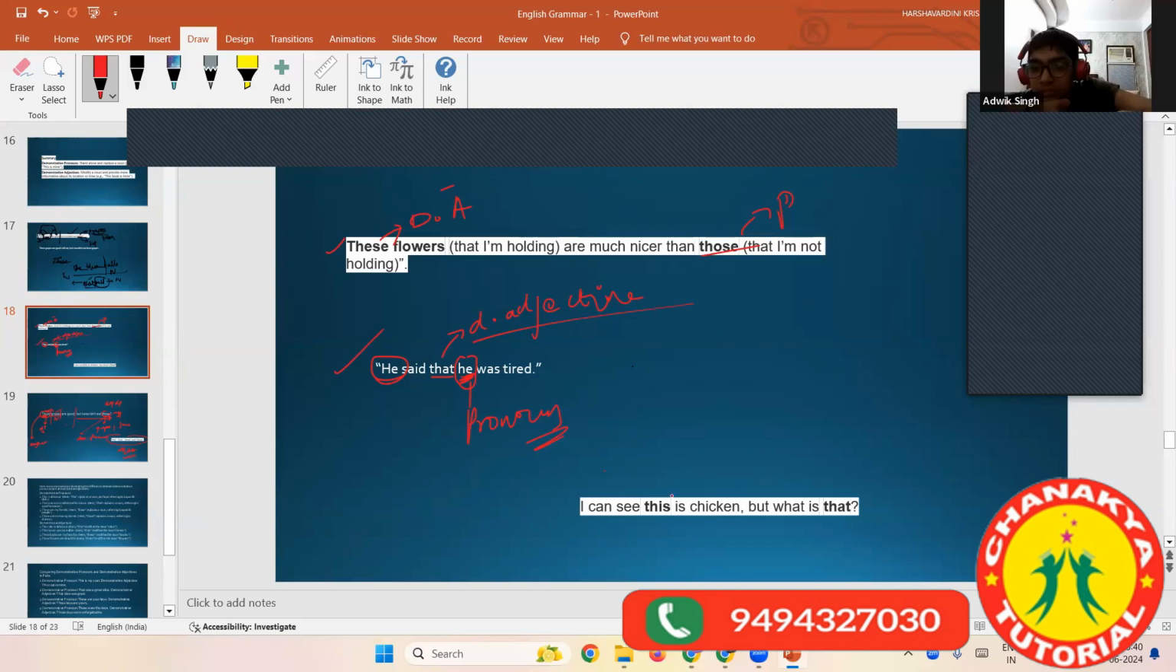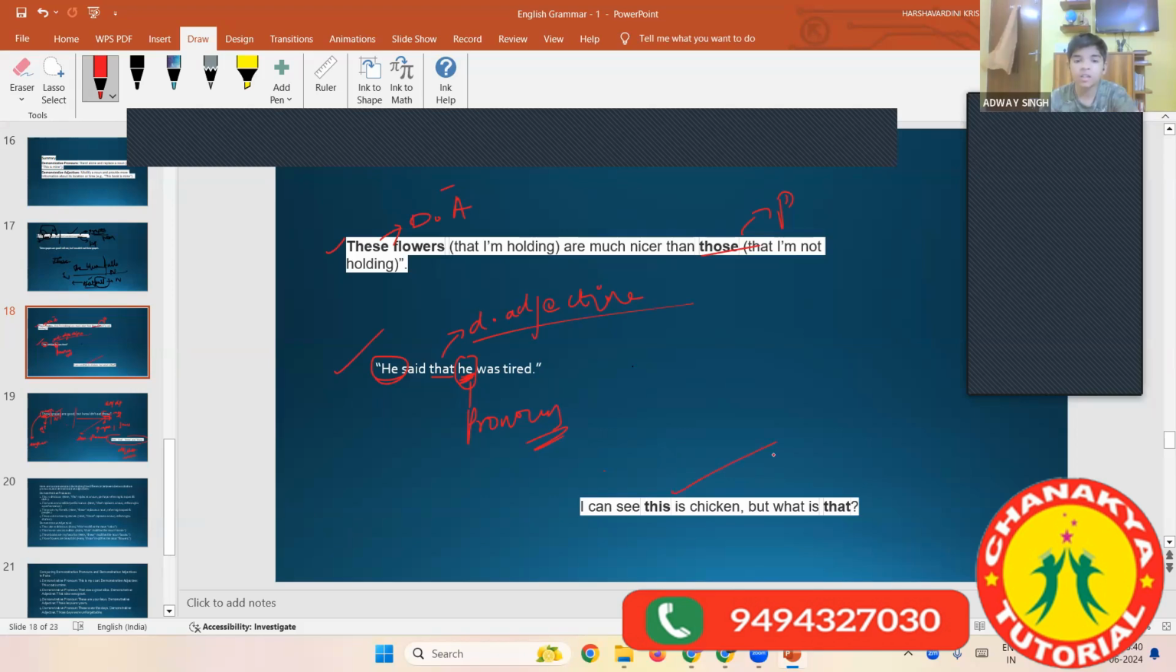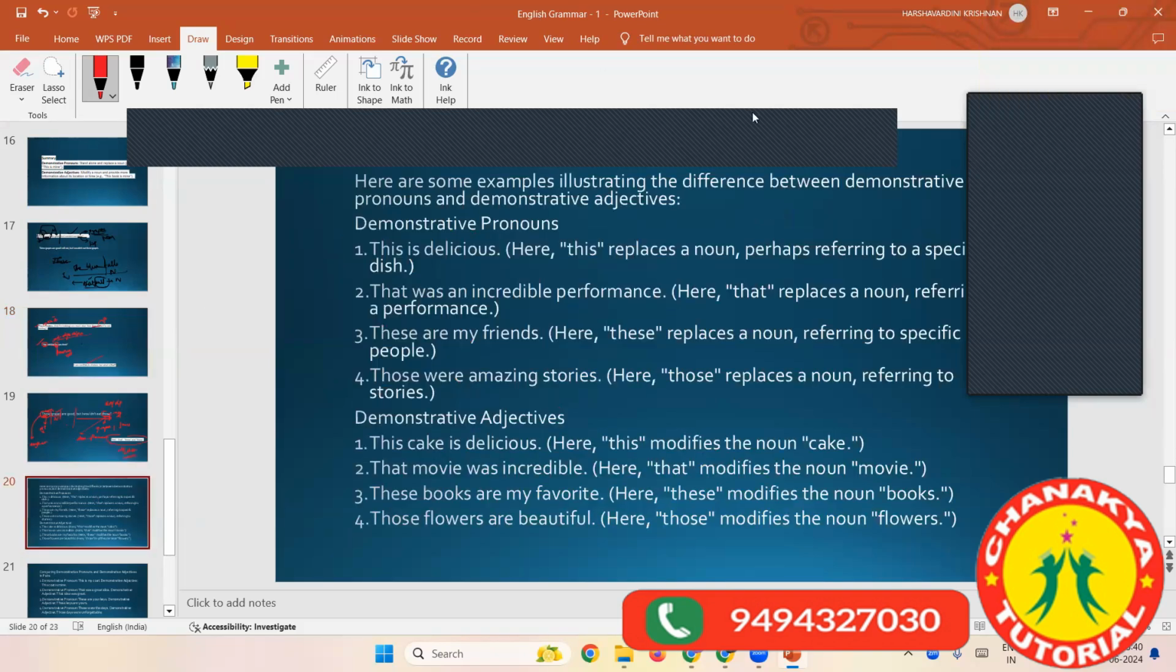Yes, ma'am. Try the sentence. I can see this chicken. This is a demonstrative adjective, but that is a demonstrative pronoun. Ma'am, pronoun. Good. So this sentence is again very clear, no doubts, right? Yes.